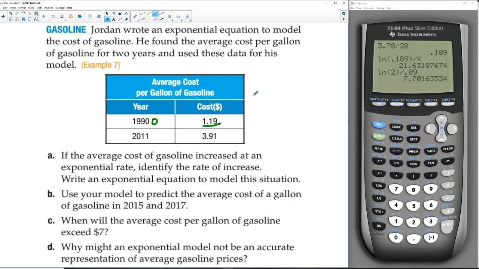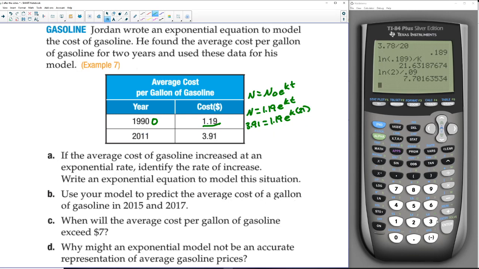Exponential rate. So let's go n is equal to n naught e to the kt. So the initial amount is 1.19. So we have n equals 1.19 e to the kt. Now we have a value to find k. 3.91 is equal to 1.19 e to the k times, well, if 1990 is year 0, 2000 would be 10 years. Another 11, that's 21 years. So this is going to be 21.